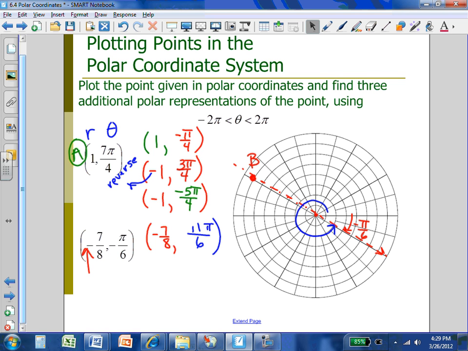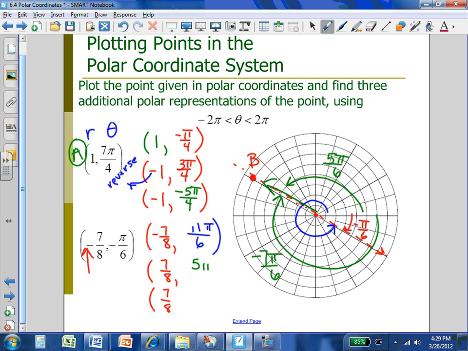Or we could go this route of doing a positive 7/8. And if we go positive 7/8, that means we actually want to be facing this direction when we turn. So if that's the case, I could be thinking about this angle, or I could be thinking about this angle. That one is 5 pi over 6, and this one is negative 7 pi over 6. So those are my other two representations. I have positive 7/8 with positive 5 pi over 6, and then I also have positive 7/8 with a negative 7 pi over 6. Give yourself a minute to look through that, think through it.